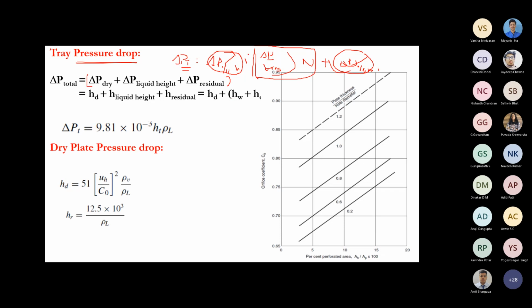So for each tray you have to calculate this delta P tray, and it has to be multiplied by the number of trays. The delta P in each tray has 3 different components. One is called the dry tray pressure drop, which means when the column is not operated and you allow only vapor flow through the column, what will happen?